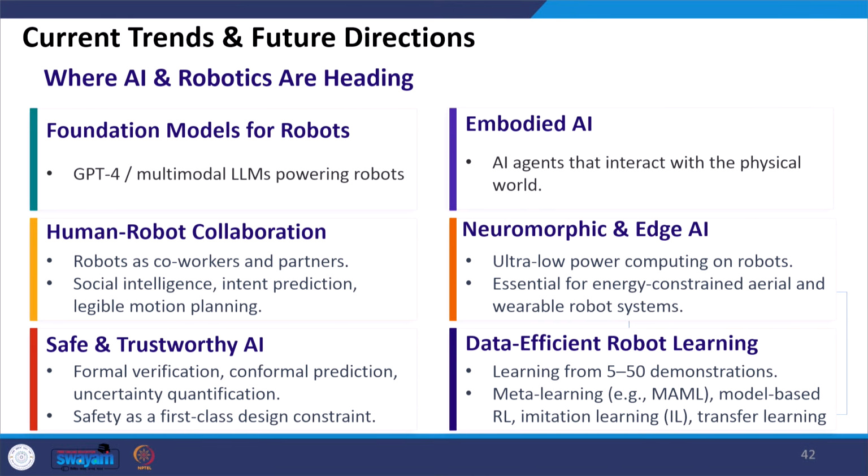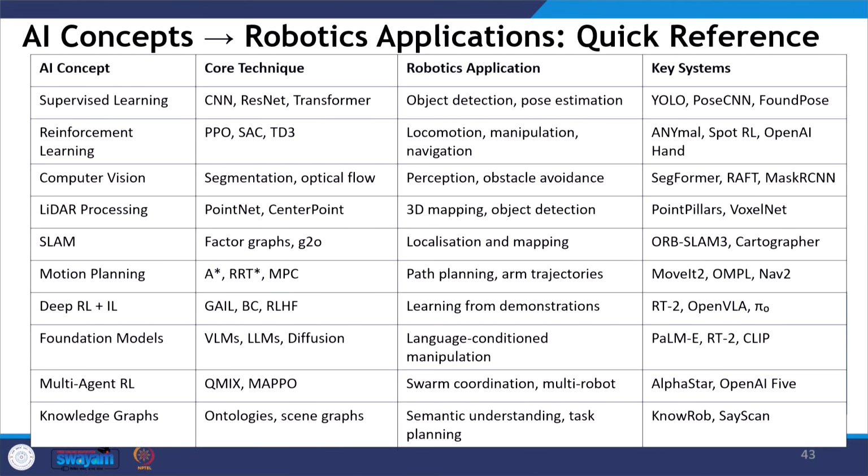Where are AI and robotics heading, basically. Okay. If you look at foundation models for robots, we have GPT-4 or multimodal LLMs. We have the concept of embodied AI, that is, the AI agent that interacts with the physical world. We have human robot collaboration, neuromorphic and AGI, safe and trustworthy AI, and data efficient robot learning.